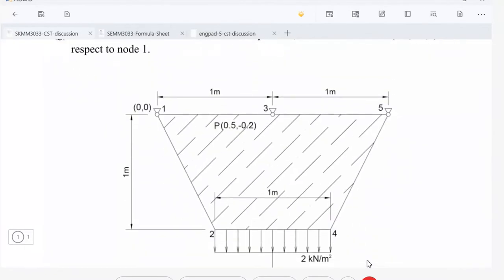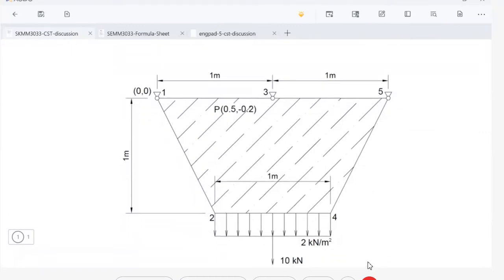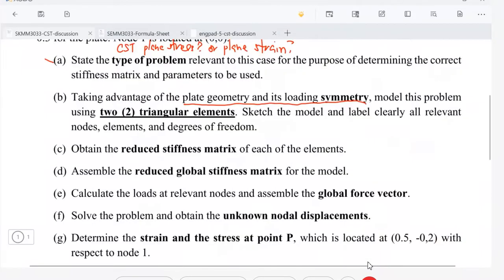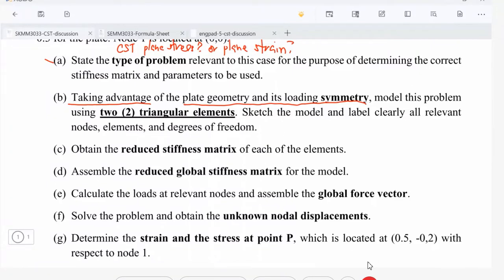So this has something to do with your project, because if you look at this, not only the geometry of the plate is symmetric, but also the loading. So in this case, we can do a half model. We can model it just using half model, not full model. And it says here, taking advantage, which means the problem wants you to do this using the symmetrical way. Okay, and two CST elements, two triangular elements.